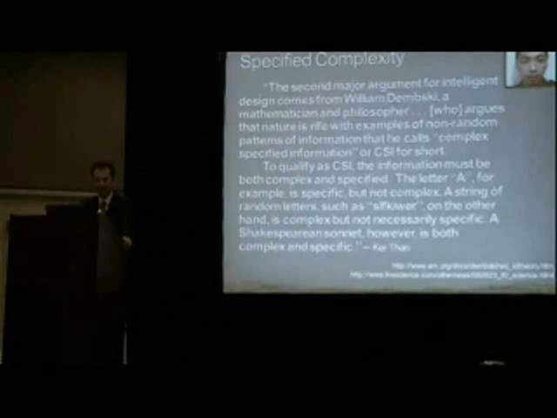The letter A, for example, is specified but not complex. You have just one little letter. It has to be A, but only A. It's only one letter, right? So it's not very complex. It's simple. However, a string of random letters, such as "Squiffler," on the other hand, is more complex than just one letter of A, but it's not specified. "Squiffler" versus "Skiffler" or whatever could be anything, so it's not a specific sequence. A Shakespearean sonnet, however, is both complex and specific. It's long, and it has to be specifically arranged. Okay?